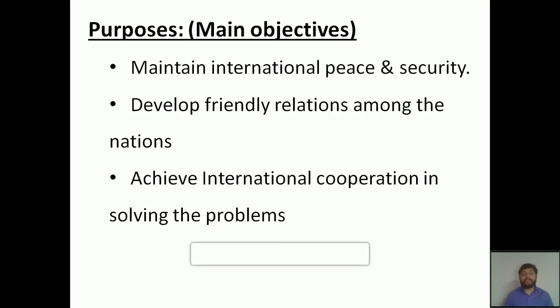Suppose if there is a problem between two countries, United Nations will be getting the support of other nations in order to solve the problems. Achieve international cooperation in solving the problems between two nations or a group of nations.